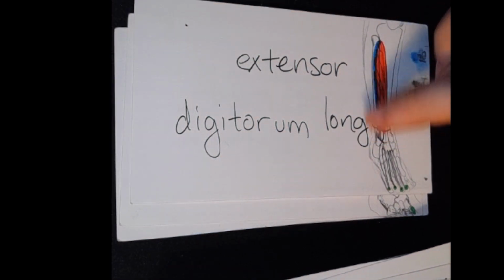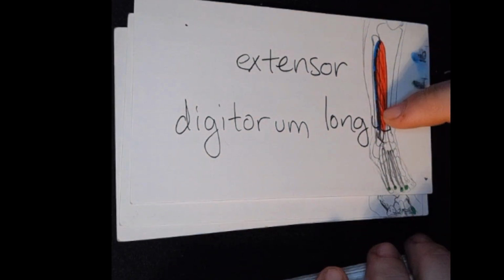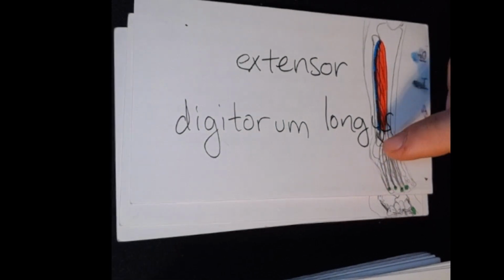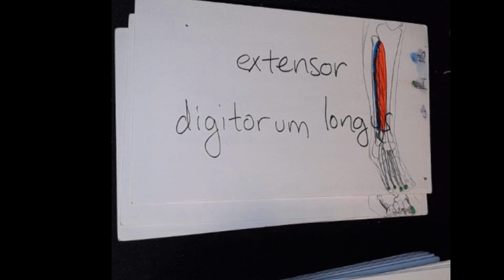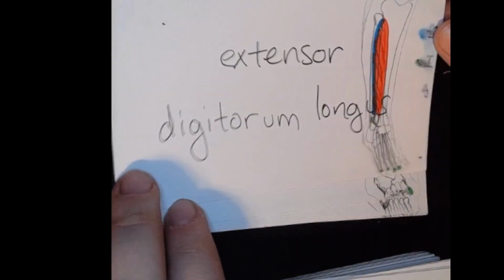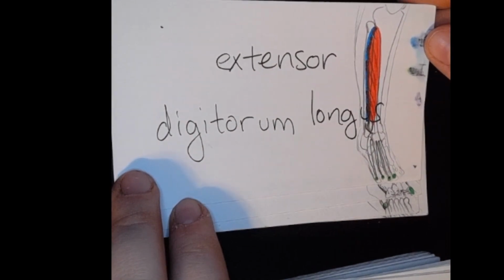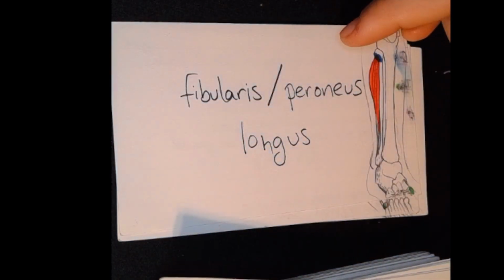Extensor digitorum longus. Origin: fibula and interosseous membrane and tibia. Insertion: distal phalanx of 4 toes. Action: extends 4 toes and assists in talocrural dorsiflexion. Innervation: deep peroneal nerve.